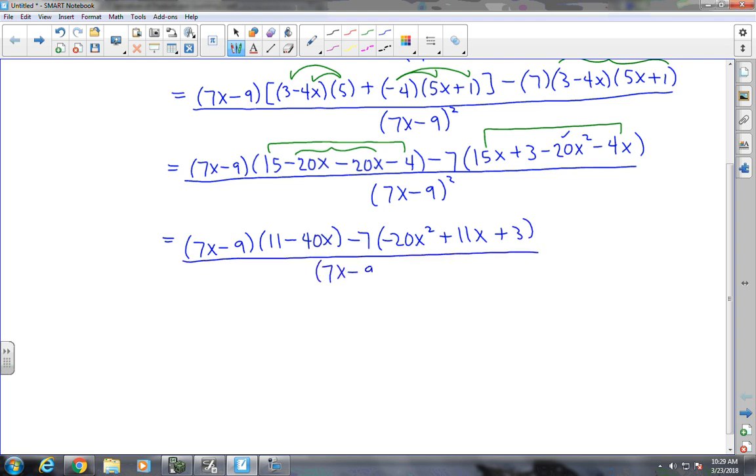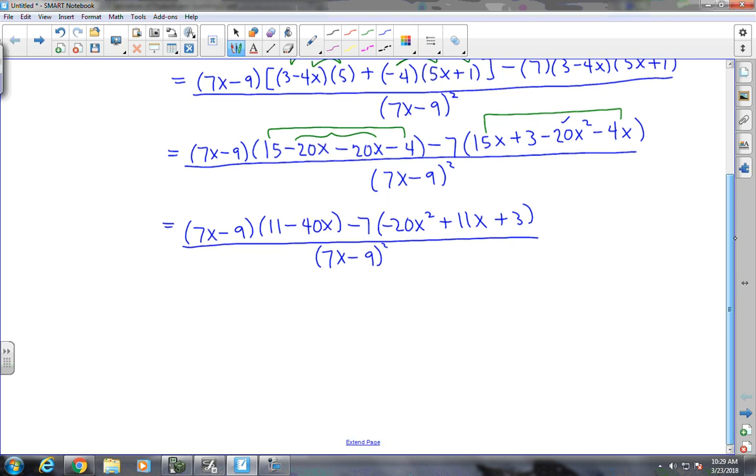Let's drag this denominator along. By the way, don't multiply out your denominator. Leave it squared, just in case we can reduce it later on. But we do want to multiply out our numerator. So the next thing I'm going to do is work on foiling this first set of binomial factors.